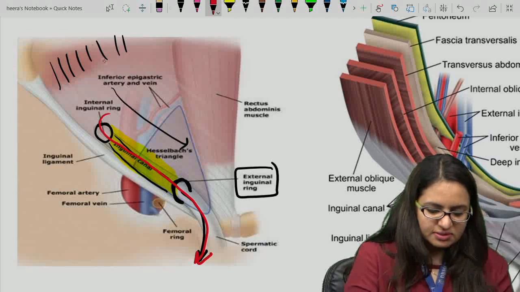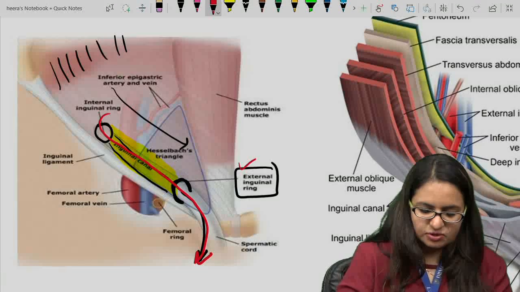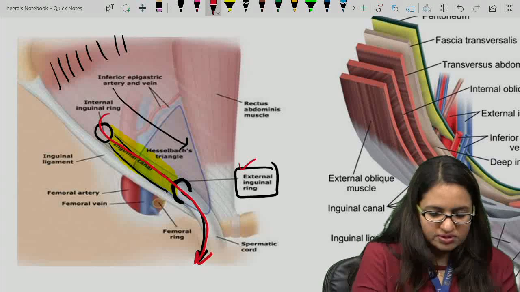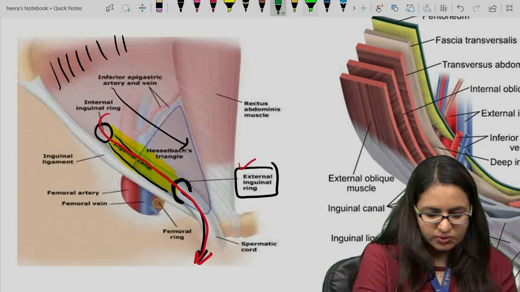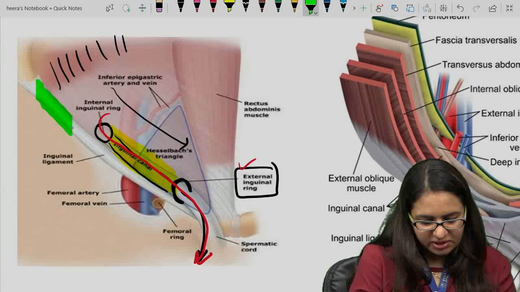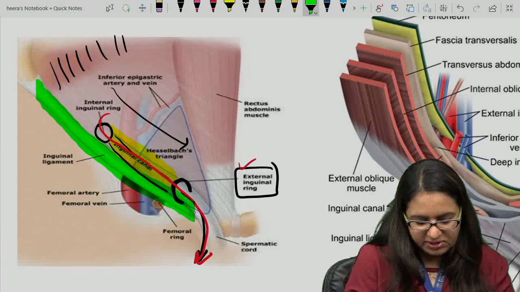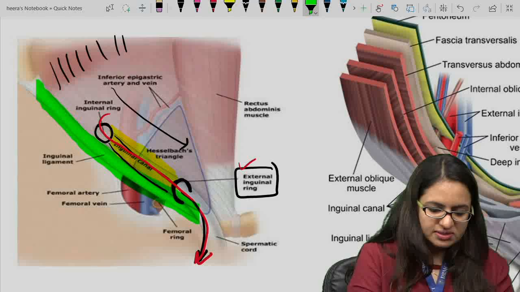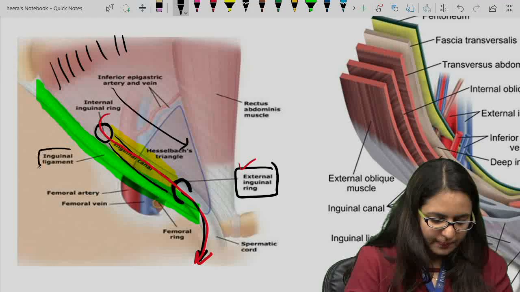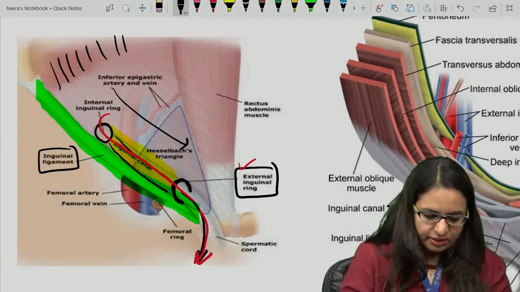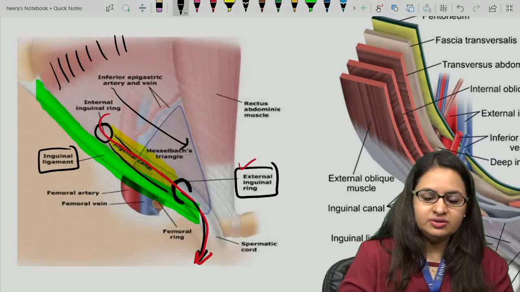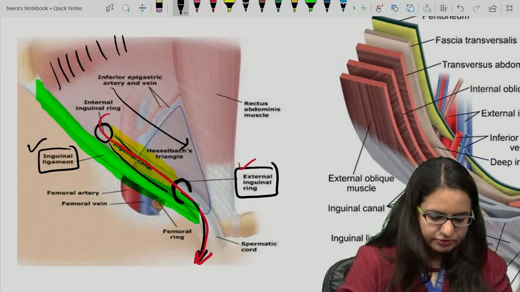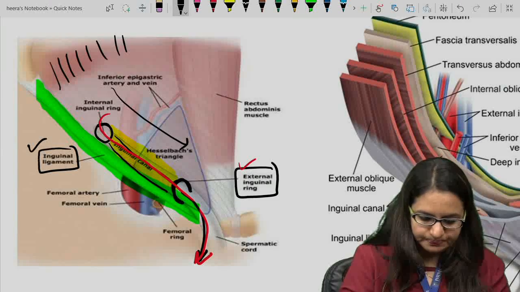Now, we have already discussed that the superficial ring is a defect or a gap in the external oblique aponeurosis towards the lower side. Towards the lower side, this is the lower margin of the external oblique muscle. It takes an in-turn and forms a thickening known as the inguinal ligament. The inguinal ligament is the turned portion of the lower margin of the external oblique aponeurosis. So it is also derived from the external oblique aponeurosis.